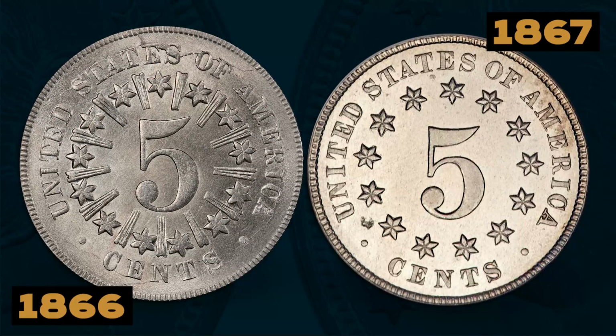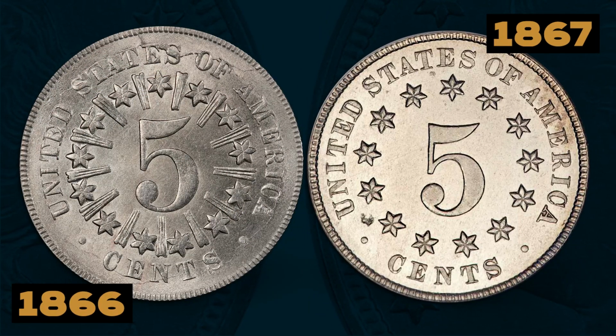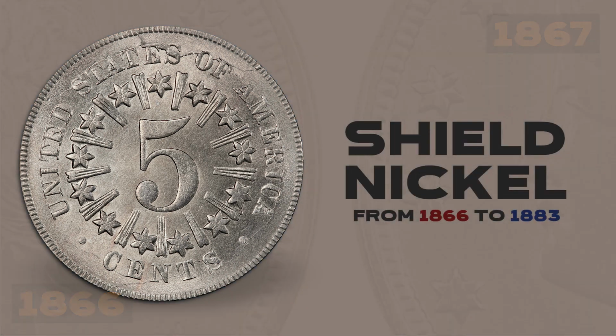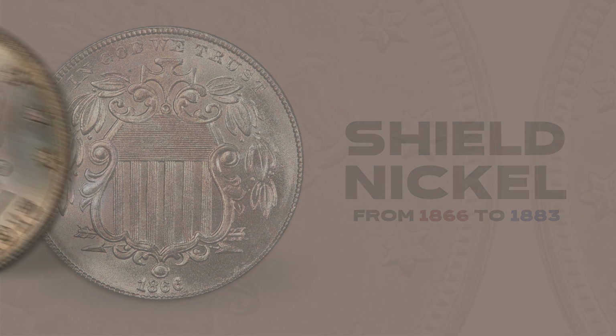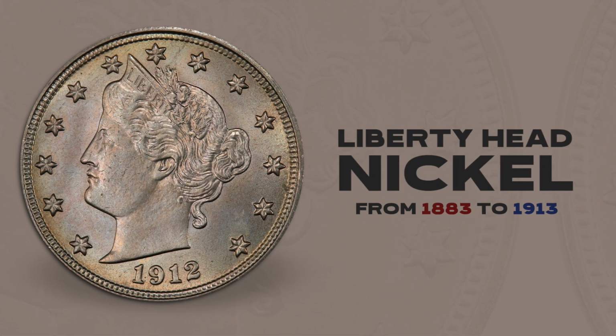Originally, the reverse featured rays along with the stars, but they were removed after only 1 year to make minting the coins easier. It was extremely controversial when it was first minted, since many people thought it was ugly and even fake, not knowing that the design change had occurred. Except for special collector proof coins, no nickels were minted in 1877 and 1878, and this problematic coin would soon be changed. The Liberty Head nickel, also known as the V nickel, began mintage in 1883.